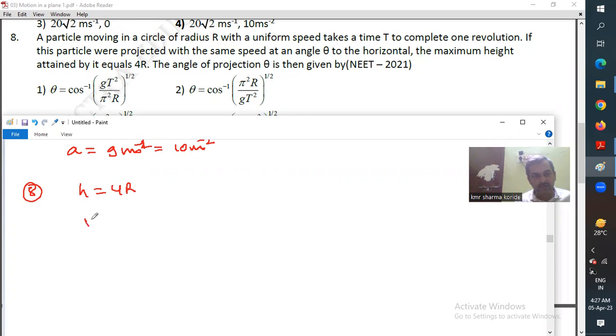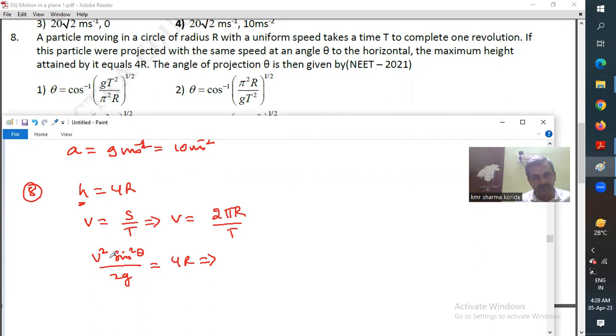So for that, V is equal to distance by time. When it completes one circular path, the distance traveled is going to be 2 pi r, the circumference, by t. So this is going to be V. Now get back the equation of H max. So H max equation is V square sin square theta by 2g is equal to 4r.